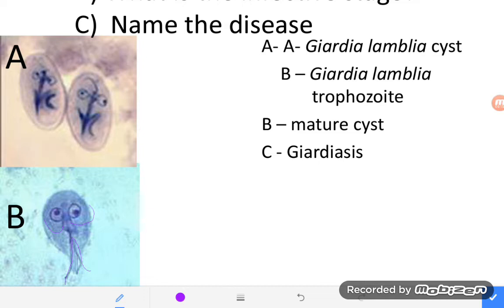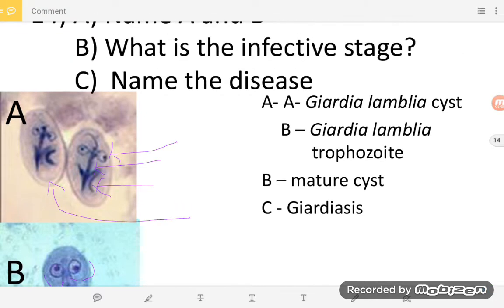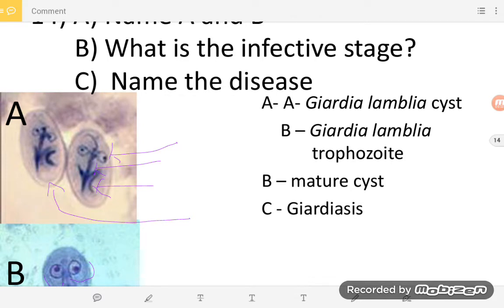And here you can see the undulating, this one, the axostyle, right? Here you can see this one, the remnant of the flagellum. Then this is the axostyle, at the center. Then this is the nucleus, and you can see here two layers, the cyst wall, a thin cyst wall, alright. So these are the features you have to differentiate. Then the infective stage is the mature cyst. This we call giardiasis.